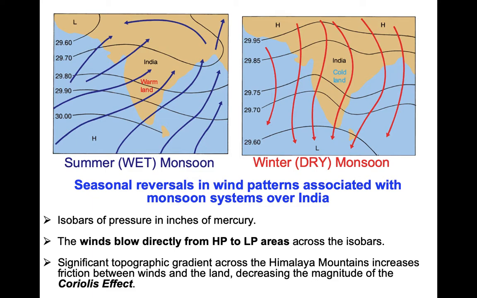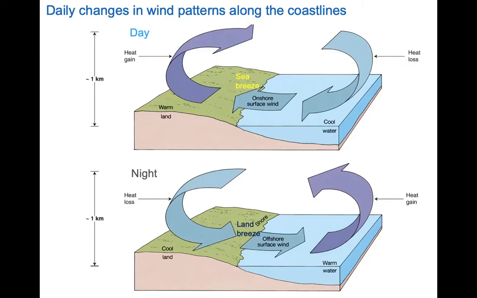And these summer and winter monsoons are also affected by the Coriolis effect to some extent. Those of you who spend a little bit of time along the shorelines and beach towns for vacations, particularly in the summertime, have probably noticed that along the shorelines the wind patterns change even during the day, day and night, every day.